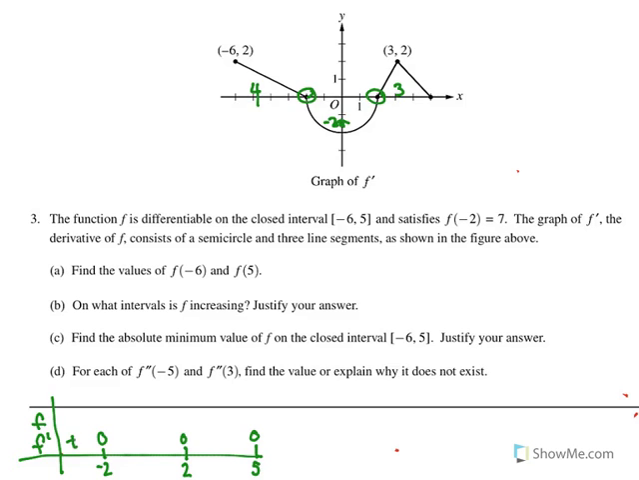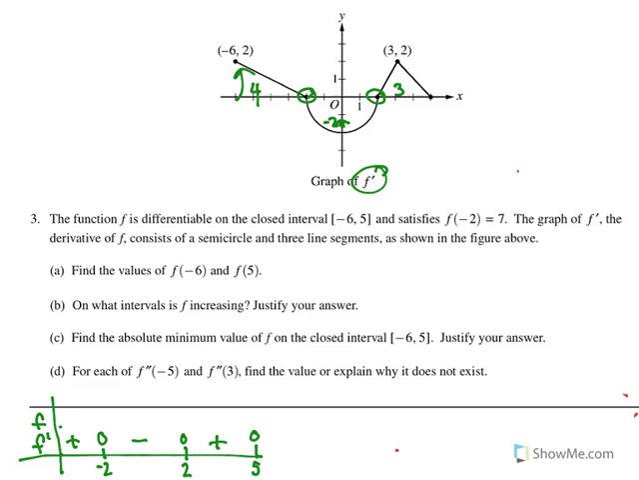F prime is the value of the graph. I know you're saying that the graph is going down, but the graph is f prime, so it's the height of the graph. That's why it's positive before. Between -2 and 2, it's negative. Between 2 and 5, it is positive.